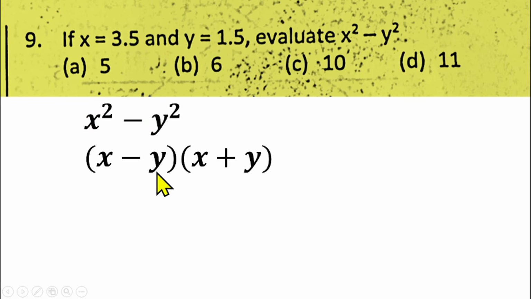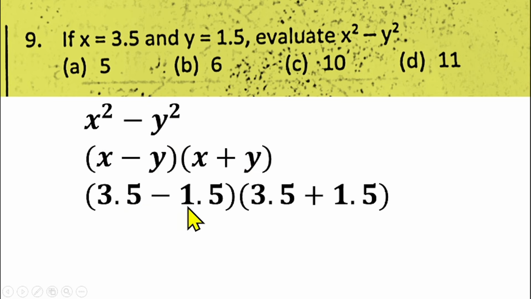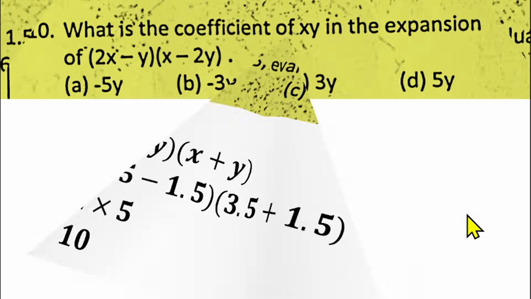But nevertheless, you can still simplify it because this is a difference of two squares, which can be expanded like this. So if you put the values of x and y, you'll have (3.5 − 1.5)(3.5 + 1.5). 3.5 − 1.5 gives us 2, then 3.5 + 1.5 gives us 5. If you multiply out, that will give us 10. Option C is the right answer for question number 9.